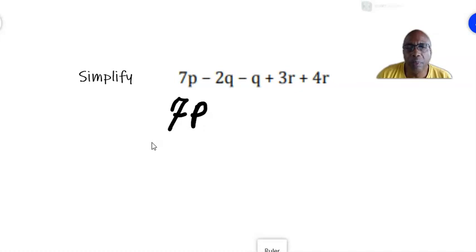Let's go to the q's. I have minus 2q and minus q. I'm adding like signs, minus 2q and minus q. When you have that, you add and you keep the sign. So that's an important rule. As long as you're adding like signs, you simply add the coefficients and you keep the sign. So minus 2 minus 1 is minus 3. So this is a negative 3q.